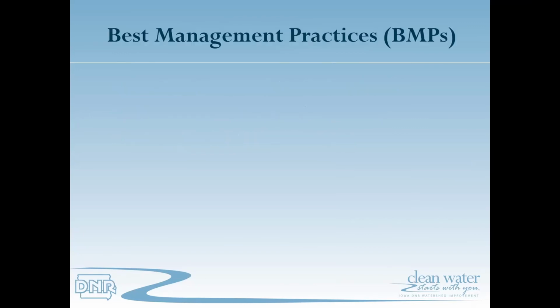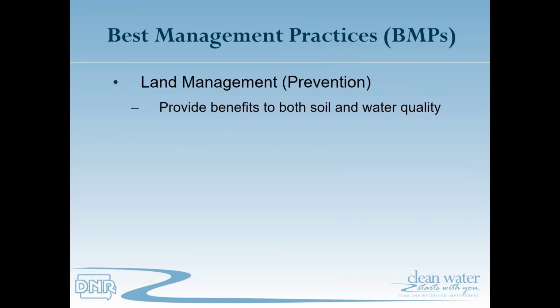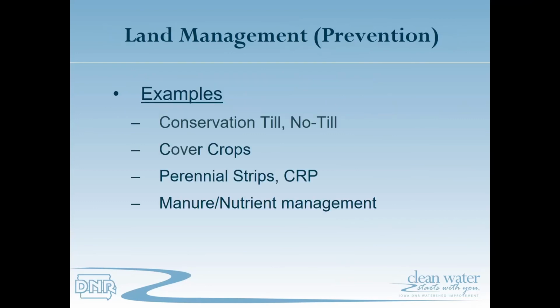So if you talk about some of these best management practice scenarios, the first one that we want to talk about is land management or prevention. We want to see if we can stop phosphorus from even leaving the soil on its way to the lake. And one added benefit is that it can improve both soil and water quality. Some examples of ways we can prevent phosphorus loss are conservation tillage, no-till, cover crops, perennial strips, and manure management. What these all have in common is these practices will try to stop phosphorus or erosion or things like that from even starting. So we want to stop it before it begins, because it's a little bit easier once things start moving.